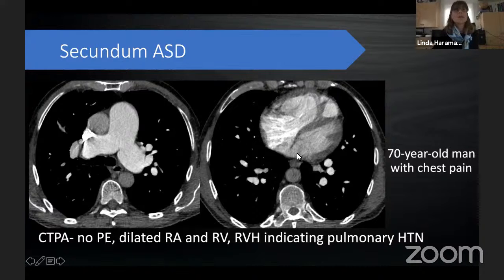The interatrial septum is thin, and even on gated CT or MRI, it can be imperceptible at times. But here we actually see kind of a very sharp, abrupt end to the interatrial septum, and we can be confident that this is a secundum ASD.